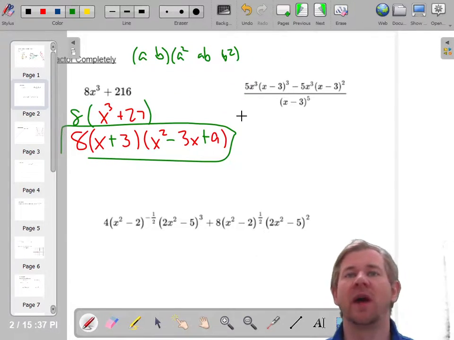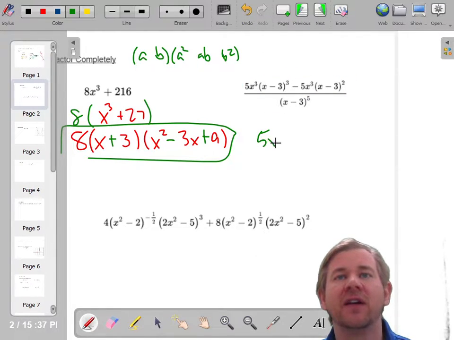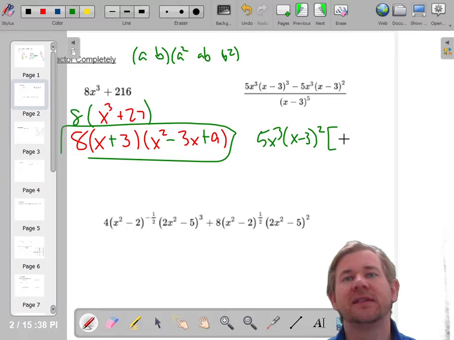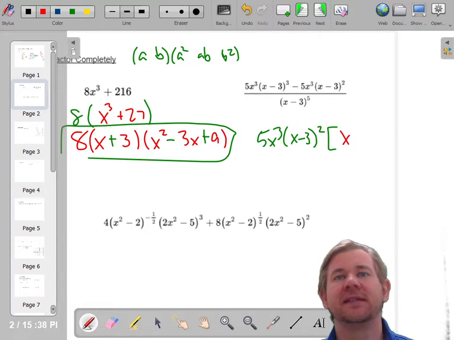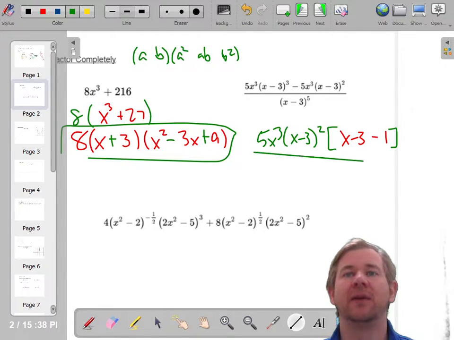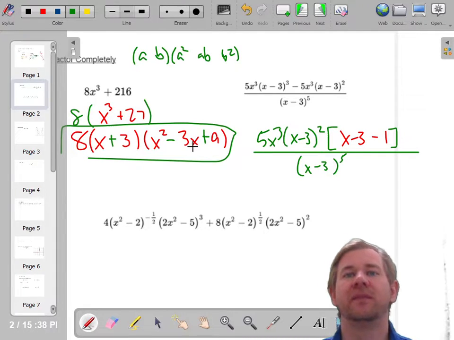Second one, we have some quantities. So in the numerator, let's see, what do these two things have in common? 5x cubed, and then they both have 2x minus 3's. But then what's left? Well, this guy would have an x minus 3 on the inside, and then minus 5x. That's just 1, because I factored out the whole thing. In the denominator, I can't really do anything, except I have x minus 3 to the fifth.